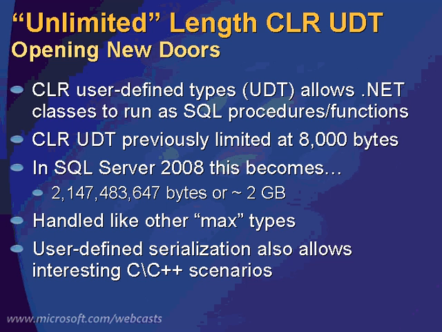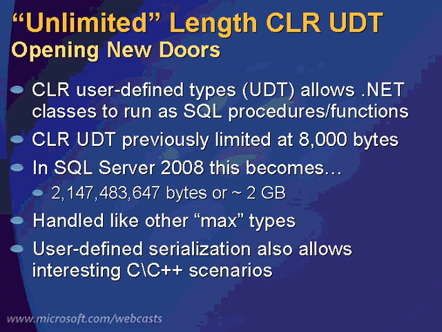These types replaced the legacy large object types like ntext, text, and image in SQL Server 2005. So in SQL Server 2008, CLR UDTs become like these other types in the sense that they no longer have a limit on their serialized length. This also opens the door to interesting scenarios around user-defined serialization.